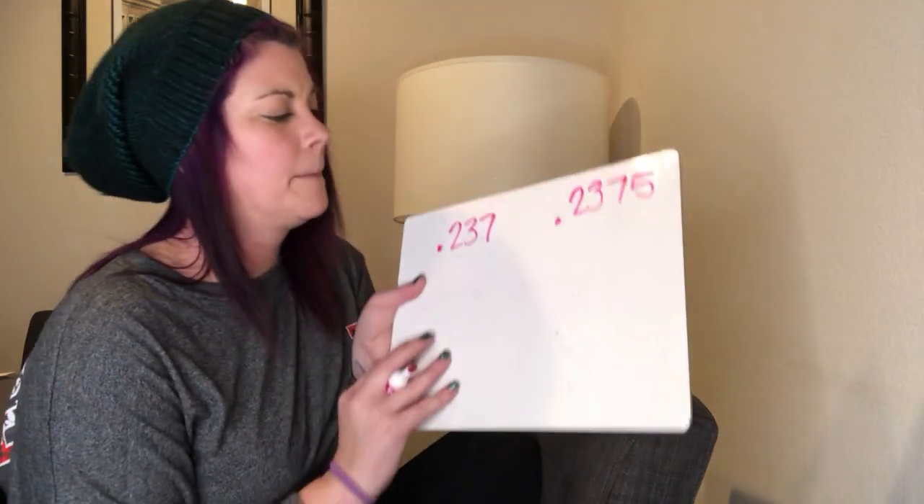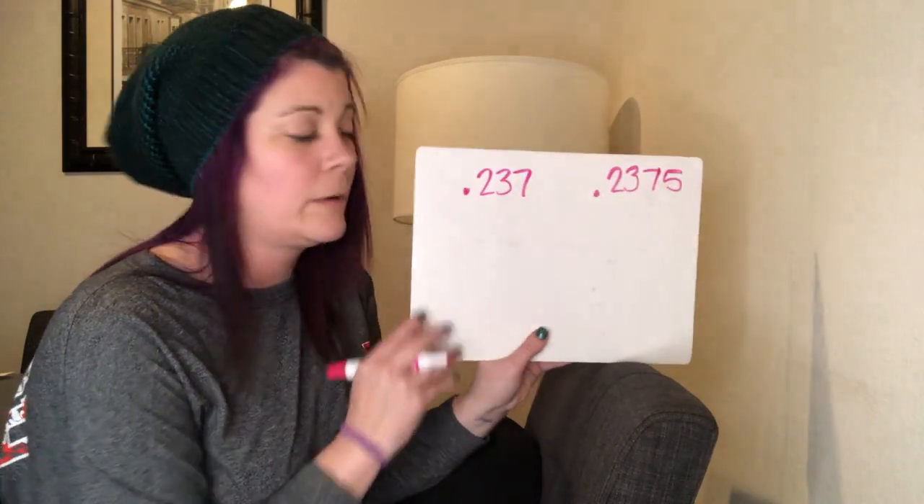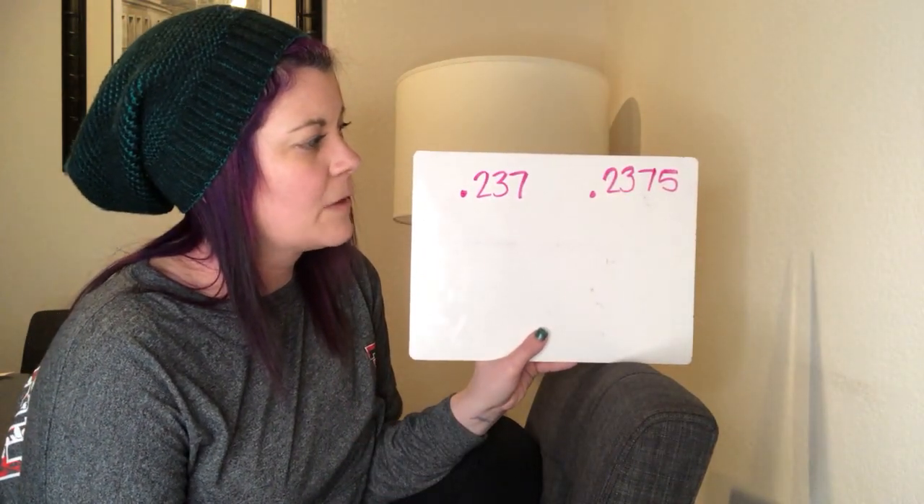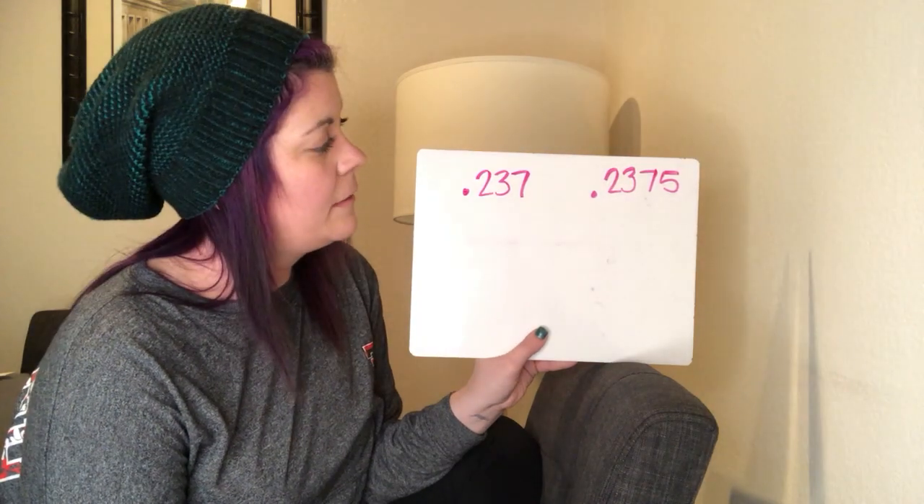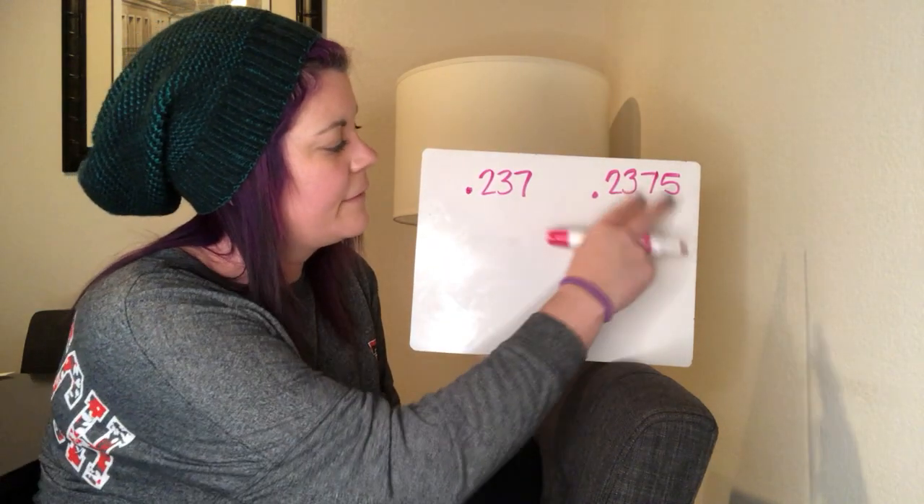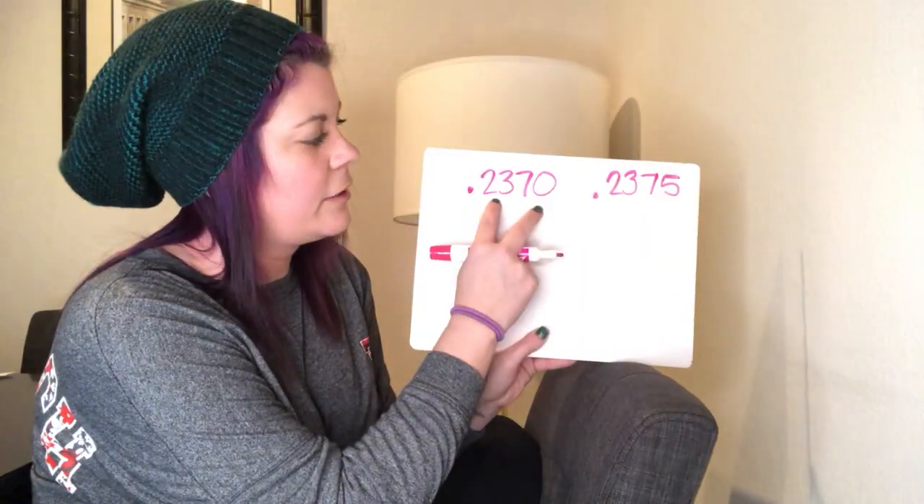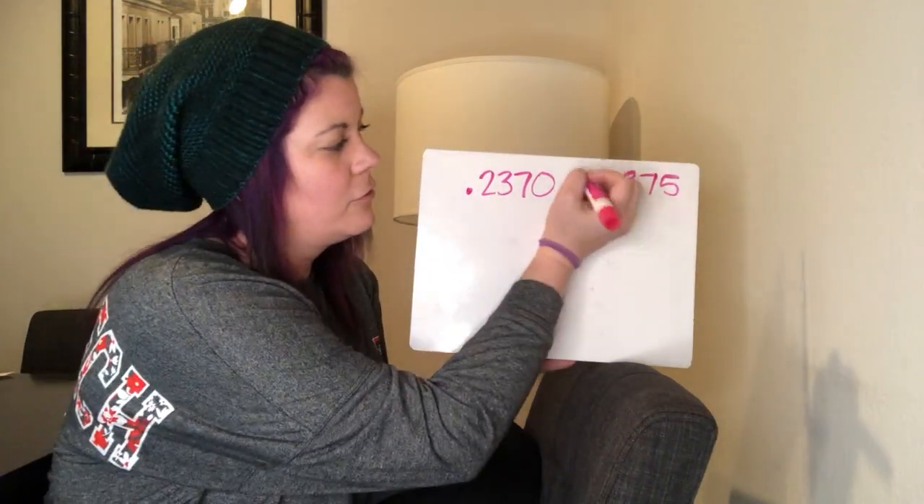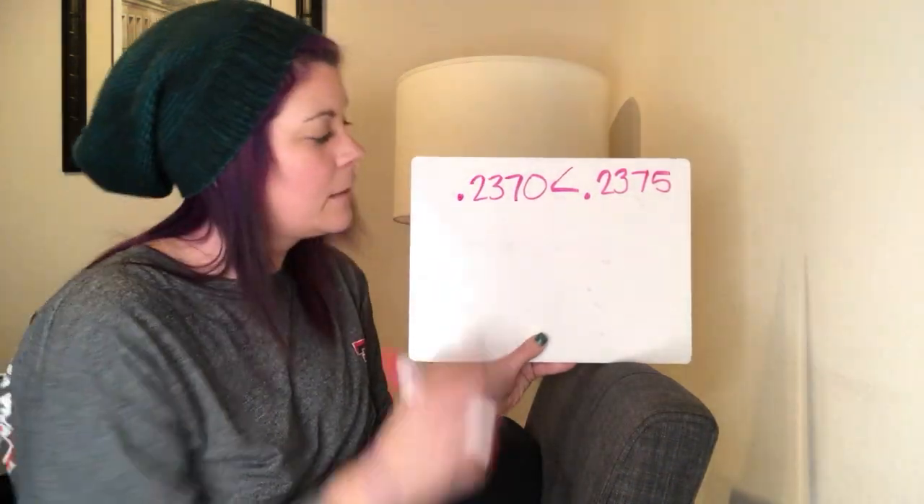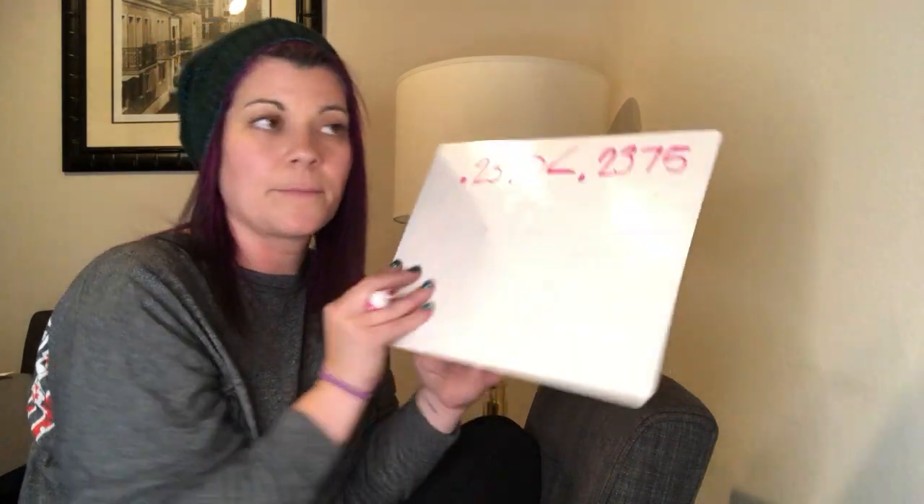So if I have 0.237 and then 0.2375, and you want to know what's greater, you can say, well, this has 4 digits, this one has 3, so I put a 0 to make them have the same digits. Now I have 2,370 and 2,375. 2,375 is greater.